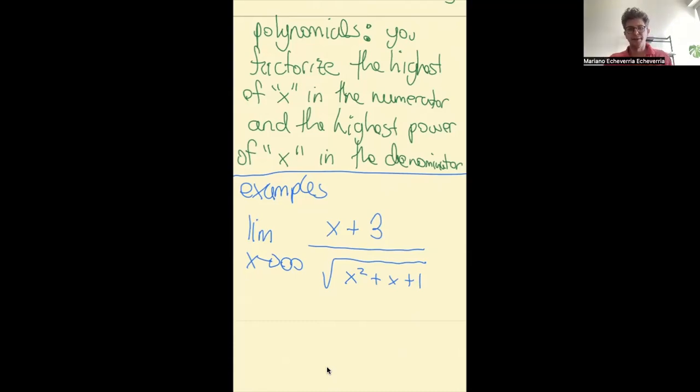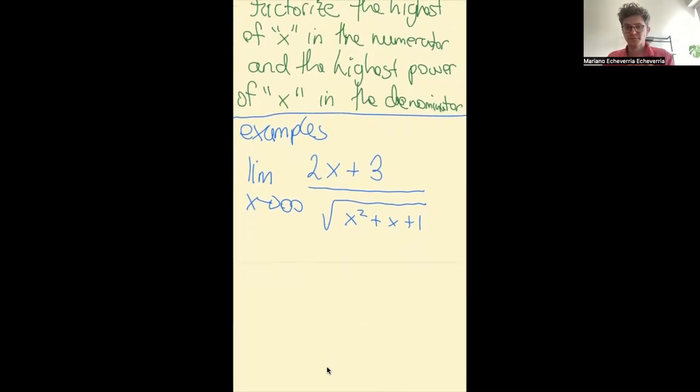Okay, so let's say you wanted to understand this limit. And I'll put a 2 in front of x. So in this limit, everyone had a chance to copy it. What's the highest power of x in the numerator? Right, it's x to the one. So x is the highest power that appears, and in the denominator, what's the highest power of x that appears? Right, it's x squared or x to the 2.